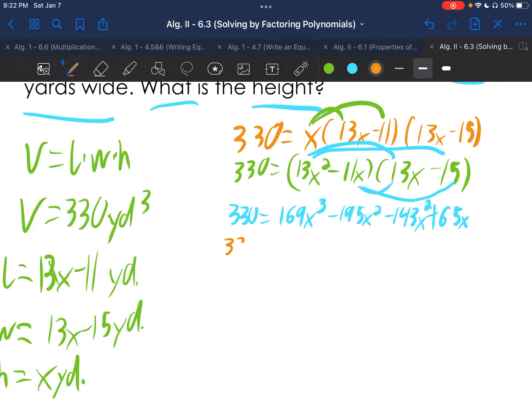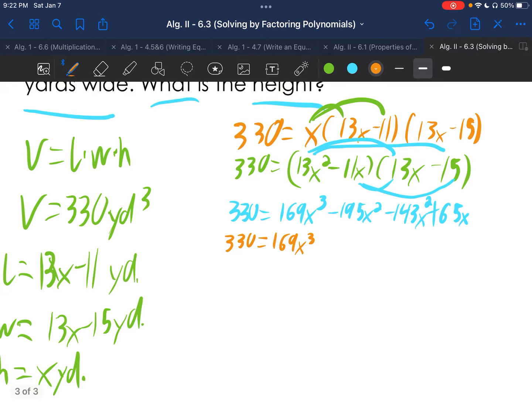Now we're going to combine like terms, and we're going to get 169x cubed, and those middle two terms can combine to end up being negative 338x squared plus 165x. Now we need to subtract 330 from both sides, and I'm going to have the equal 0 on the right hand side rather than the left, but either way is fine.